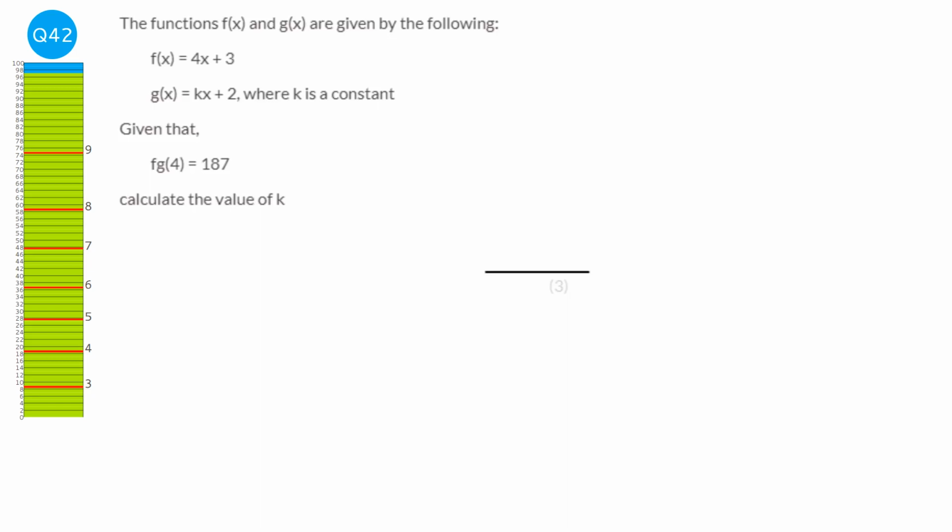And looking at that, we're going to first of all work out what the function fg of x is. And to do that, what we're going to do is just feed in the value of g of x, the function, the kx plus 2. We're going to feed that in as the value of x in the f of x function. So instead of 4x, it'll be 4 lots of kx plus 2, and then plus 3.